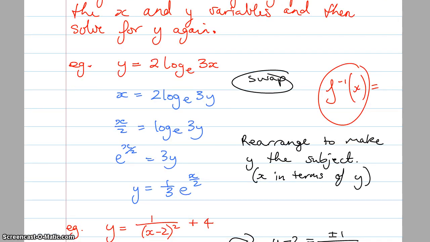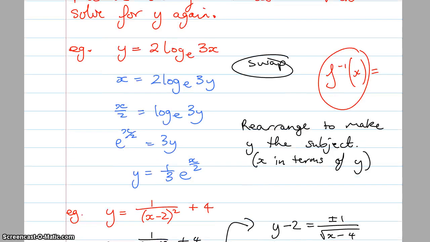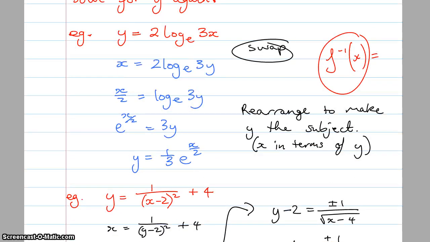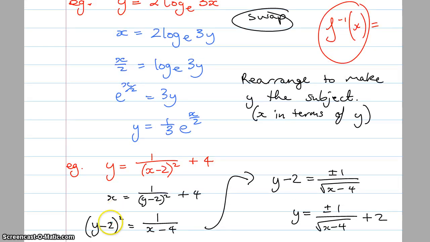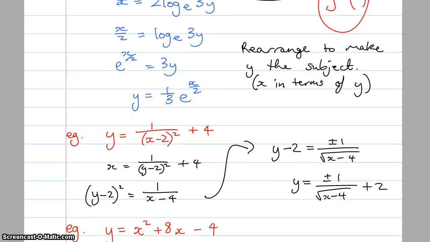The next example that I've got is this one here. Again, I'm going to swap my x and y and see what happens. Eventually I get it so that the fraction's gone, or at least the y part of the fraction's gone, and then I get the square root, which means I've got a positive and a negative. So this graph will look like this, which looks a little bit ugly, but that's what it would look like if I found the inverse by swapping the x and y values.